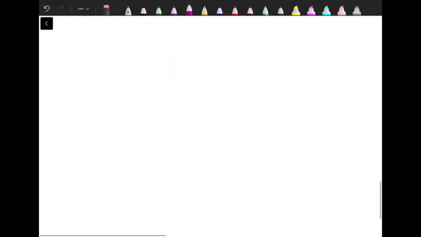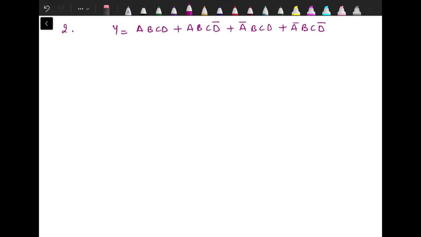Now, the second problem is again to minimize a Boolean expression, which is given as y equals ABCD plus ABCD complement plus A complement BCD plus A complement BCD complement. Minimize the expression y. Now, how can we minimize? We have to take some common terms and then apply the rules.